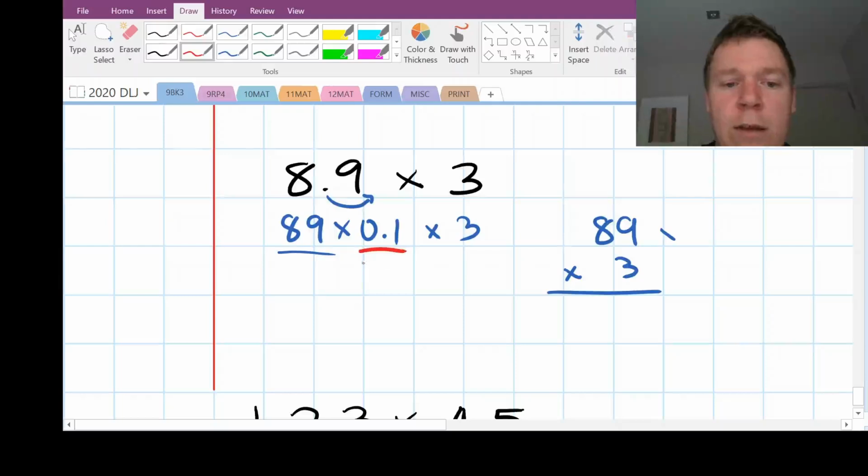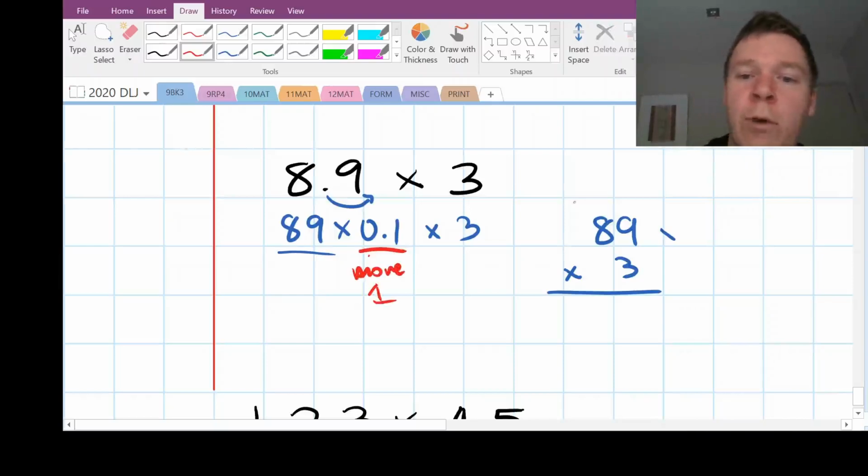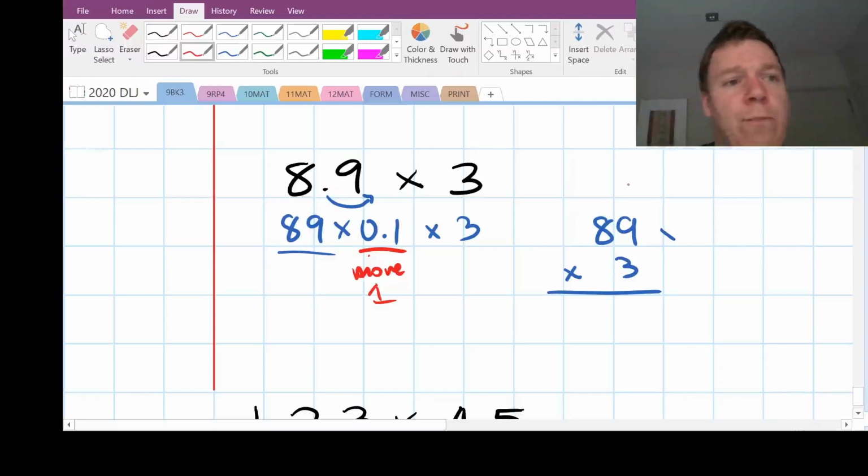So this is our move 1. If we work out what 89 times 3 is, then we just need to move the decimal point over once. Looks like someone's already done it.